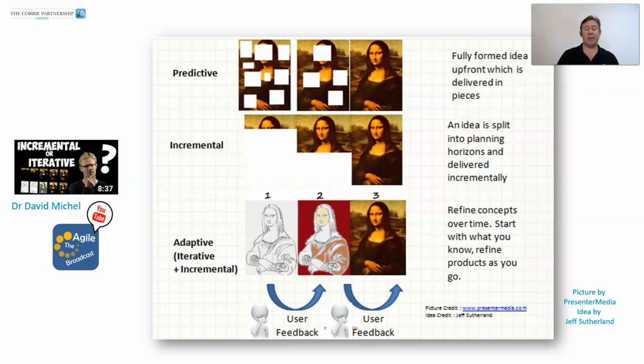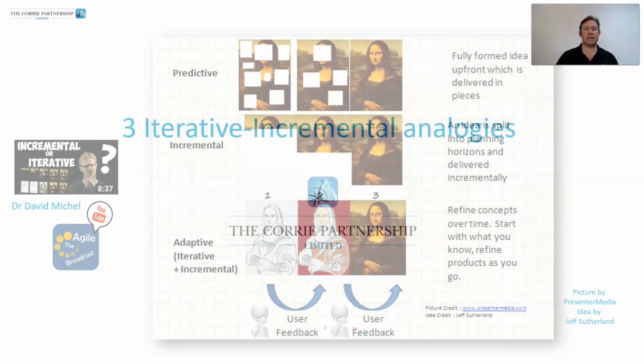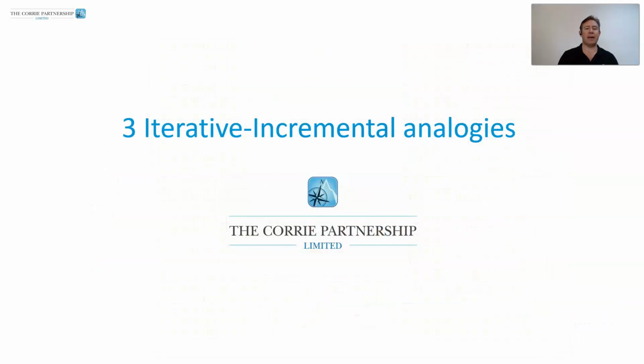And again, it may be that at some point along the way, they decide that they've got enough of the value that they need. So just there, 3 quick ways to understand that iterative incremental approach. One was the car approach, one is the boat approach, and then the other one just looking there briefly at Mona Lisa.